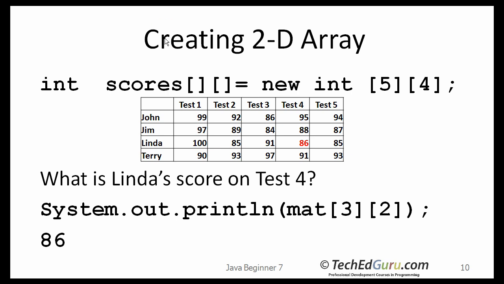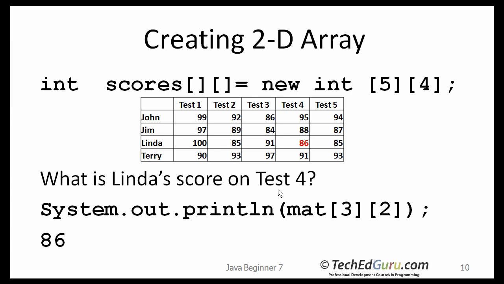Creating a 2D array. In this case, you have 2 pairs of square brackets, and you're going to say that the array has 5 columns and 4 rows if you want to think in terms of a table. And I'm going to use this array to store test scores for 5 tests and for 4 students, such that I should be able to store or retrieve a score for any student for any given test very quickly. So for example, these are the data that I have stored in that array.